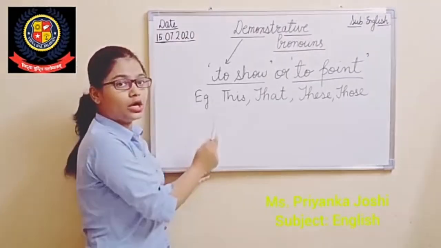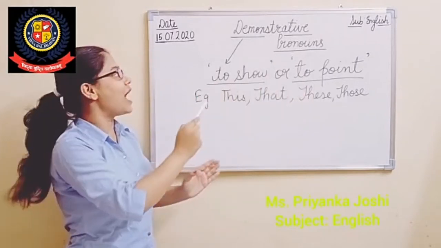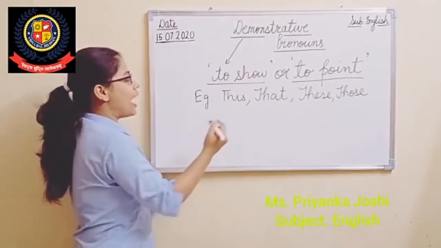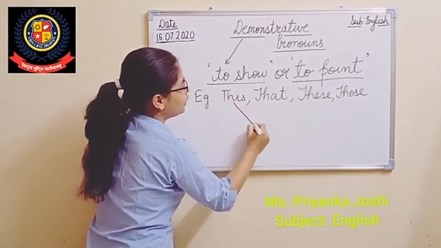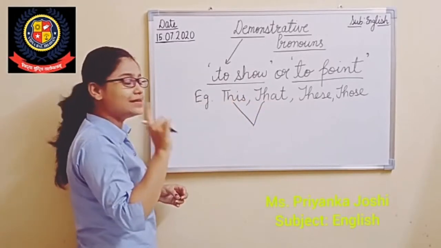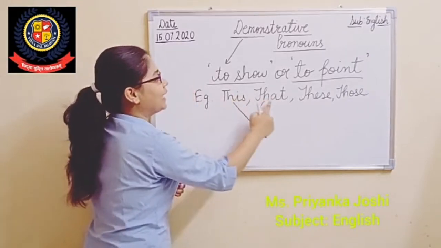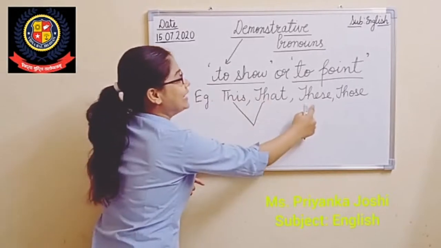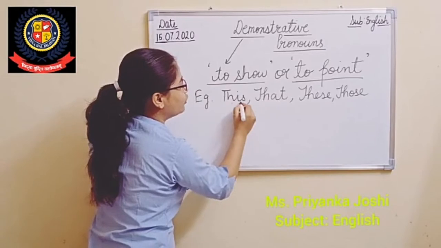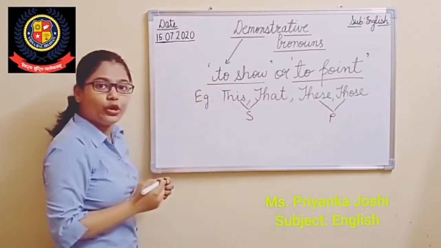So all these words, this, that, these, those, are demonstrative pronouns, right? For singular, I told you that this and that are used, right? Not these. I'm saying that these two are used for singulars. This and that. And for plural, these and those are used. These two are used for singular, and these two are used for plural, right?